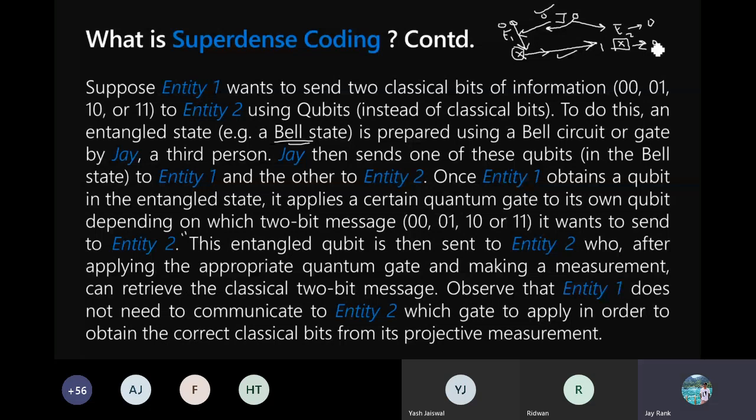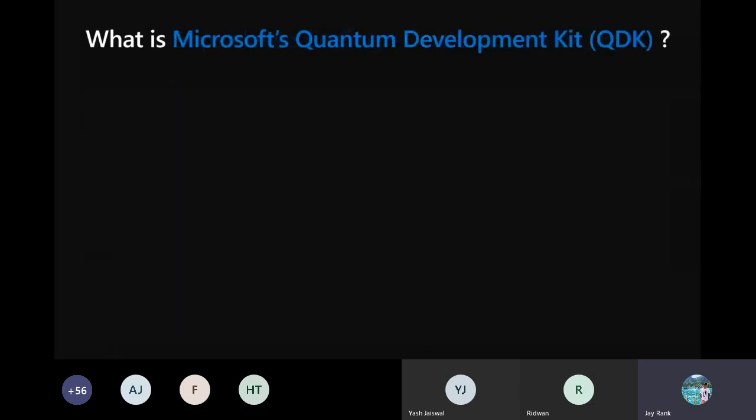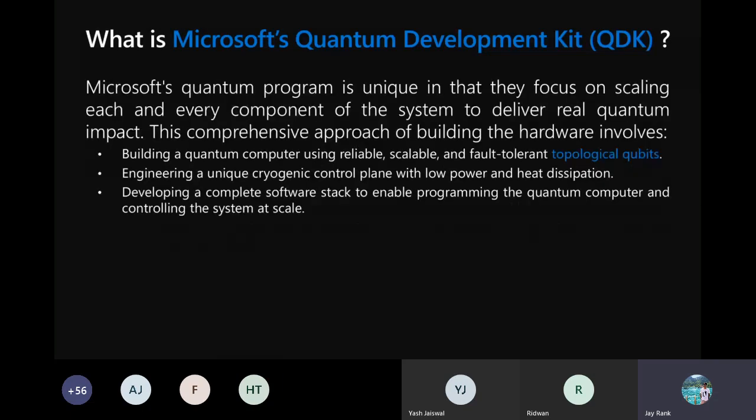Okay, so we are mostly done with the quantum terminologies, and let's just move to Microsoft's Quantum Development Kit. Microsoft QDK is basically Microsoft's venture into quantum computing. They always try to make a perfect QDK model. The governing hardware used for QDK follows these three sets of rules. First, building a quantum computer using reliable, scalable, and fault-tolerant topological qubits.